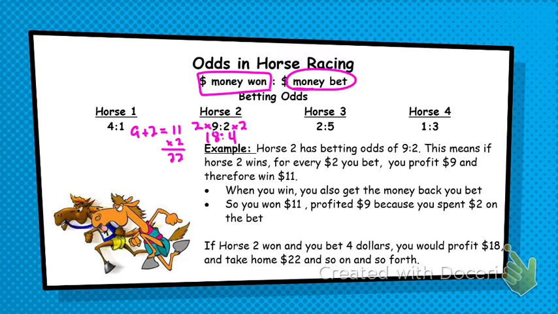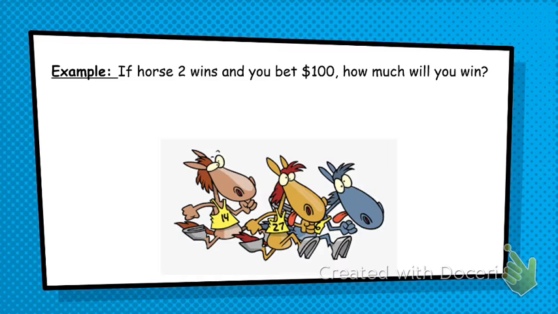That's our take home. Okay, let's look at this example real quick where we have horse 2, and you bet $100, how much will you win? Well, horse 2 had odds of 9-to-2. So we can do this a couple ways. If I bet $100, that's 50 times more than the minimum, right? And the way you kind of think about that is like 2 times what gives me 100? Well, 2 times 50 does. And if I do that to both sides, this side becomes 450 to 100. And this tells me that I profit $450, and I take home a total of $550 because I add those together for my total amount that I take home.